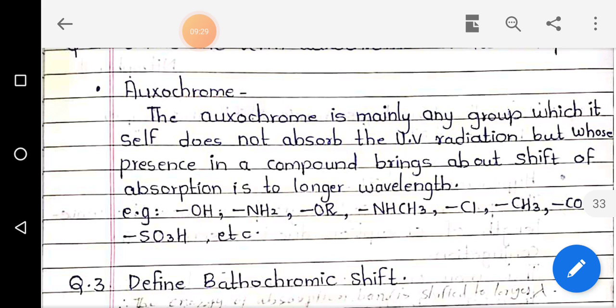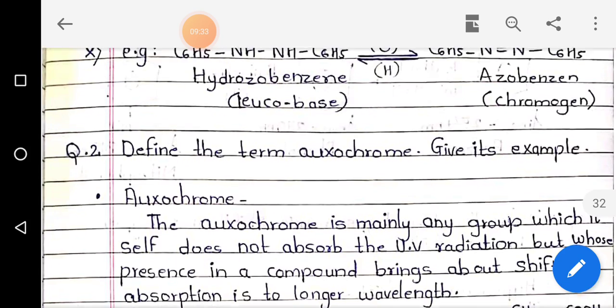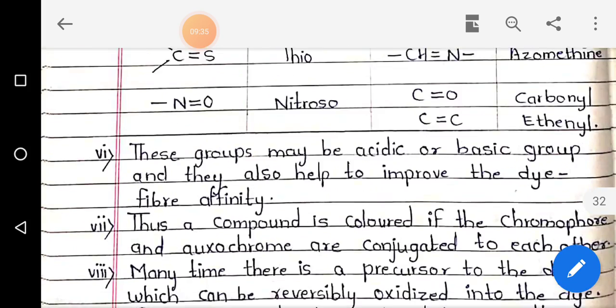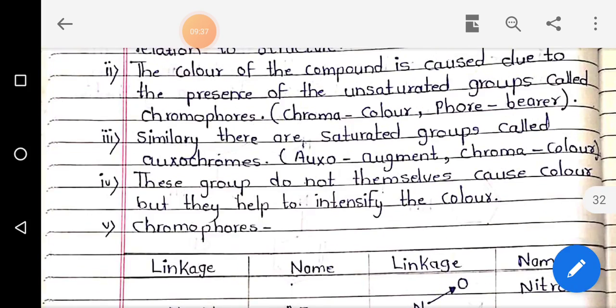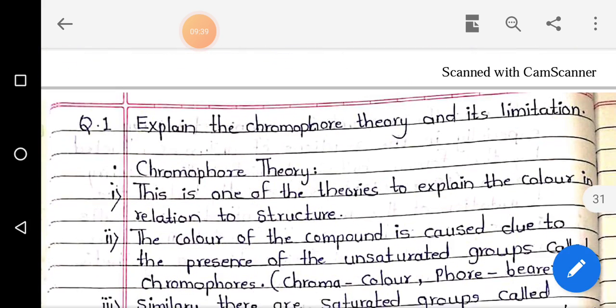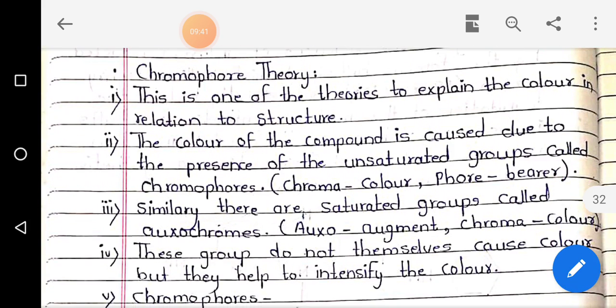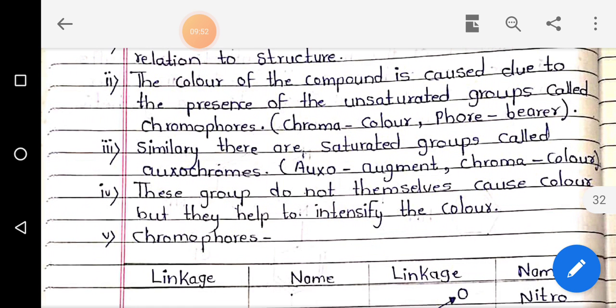These two terms are very important and very helpful for understanding the various concepts. Once again I repeat the chromophore theory. This is one of the theories to explain color in relation to structure. The color of a compound is caused due to the presence of unsaturated groups called chromophores.